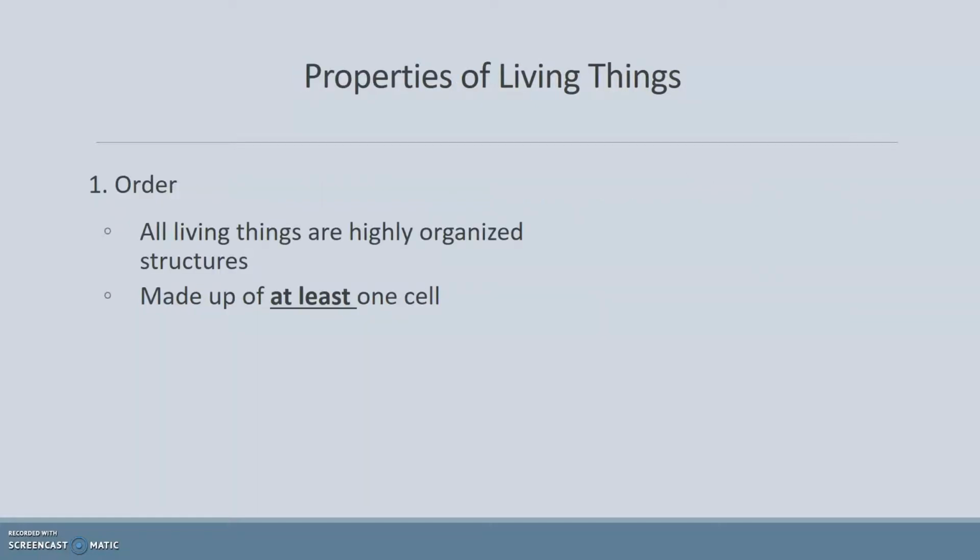The first property that all living things need to have is order or structure. So all living things are highly organized and they are made up of at least one cell. Cells are the structural and functional units of life, and so a highly organized structure of a living thing is made up of basically a highly organized structure of a bunch of cells together.